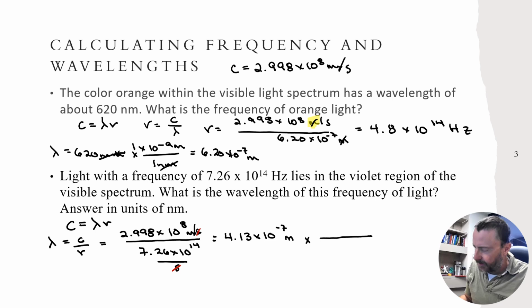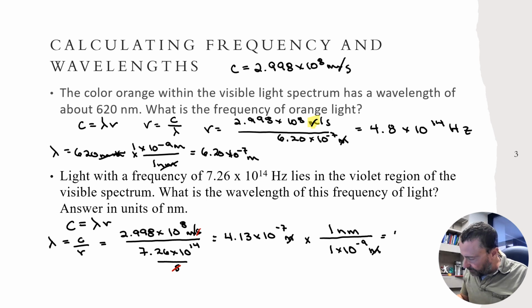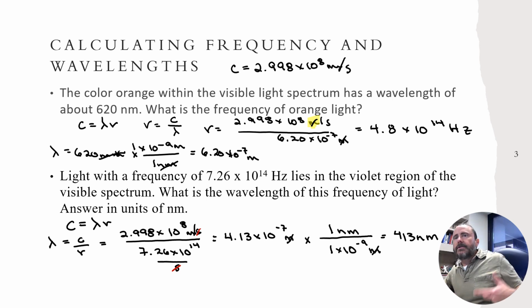All right, and again, we have 1 nanometer per 1 times 10 to the minus 9th meters. And so this is 413 nanometers. All right, so we can just go back and forth between those things.